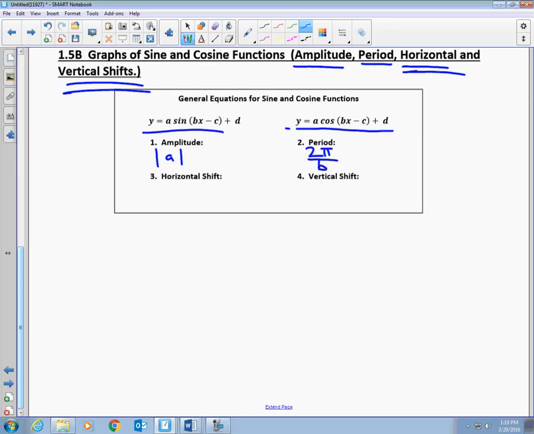If you remember when we talked about transformations of functions, we said if it's on the outside, it affects it vertically, and if it's on the inside, it affects it horizontally. So this plus d on the outside is going to be the vertical shift. That's pretty simple to see. The very last piece is the horizontal shift. That's just a little bit more confusing. We set bx minus c, or the inside, equal to 0, and we solve for x.